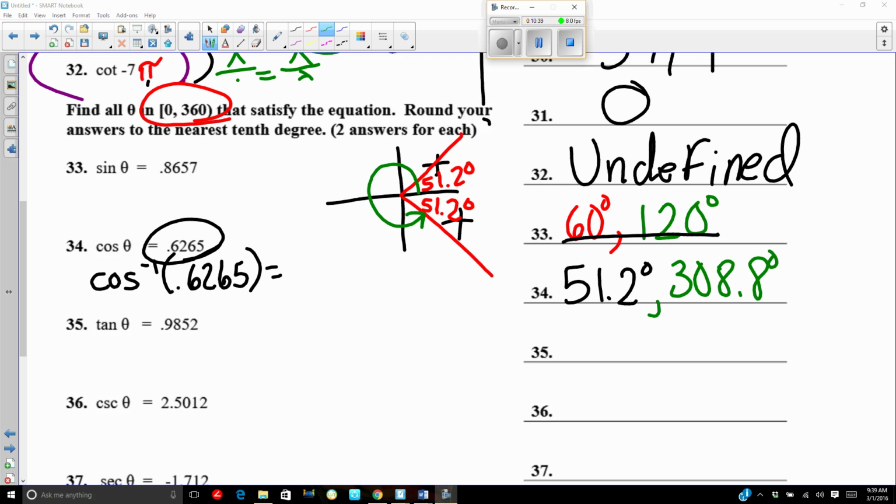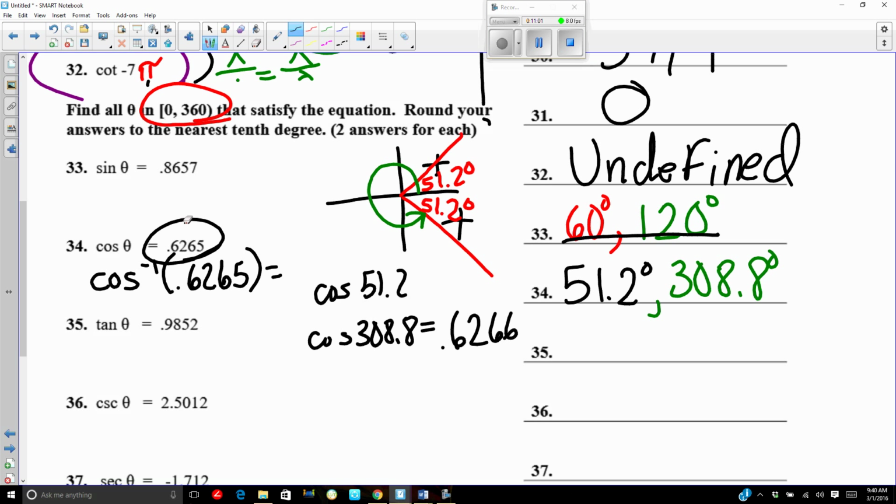Go back, check them. So you're going to type in the cosine of 51.2. That one should definitely work since we got that from the calculator. And take the cosine of 308.8. That's the one you definitely want to check. So if you type in the cosine of 308.8, you get about 0.6266, which is close enough to this answer to know that we've done it correctly.